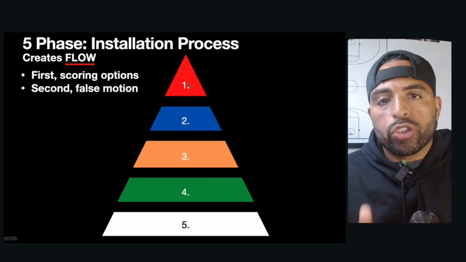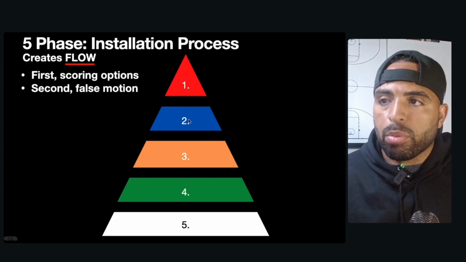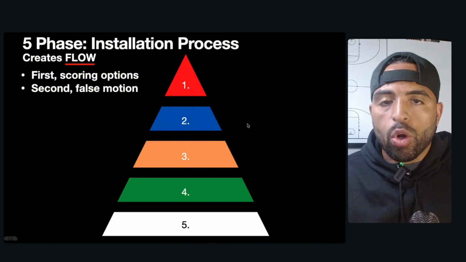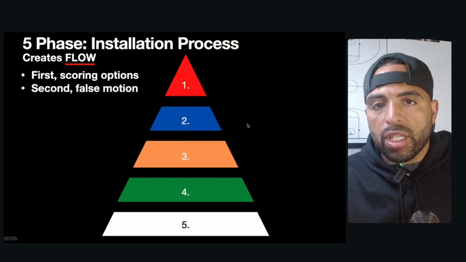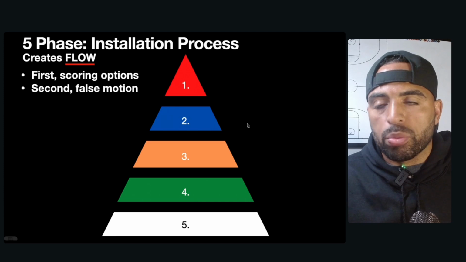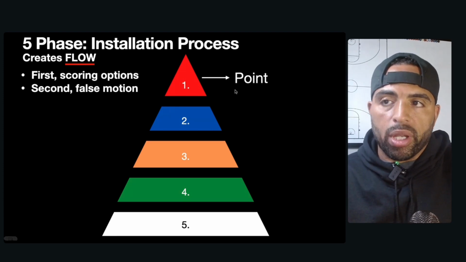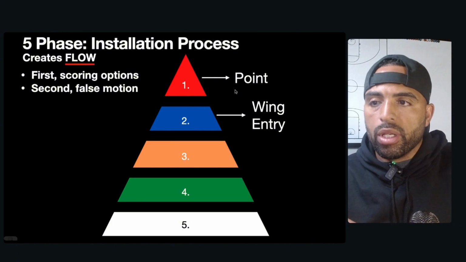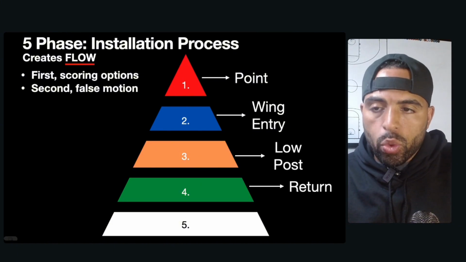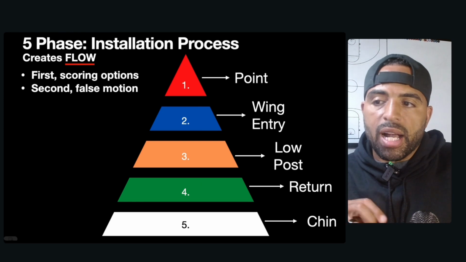Now let's talk about installing the offense. I've created what I call a Princeton Pyramid, and it's a 5-phase installation process that creates flow within the system. First, we want to teach all the scoring options, and then second, we want to add in the false motion. And we'll start at the top of the pyramid. Phase 1 is point. Phase 2 is wing entry. Phase 3, low post. Phase 4 is return. And the final phase, and a bonus phase, is phase 5, which is chin.